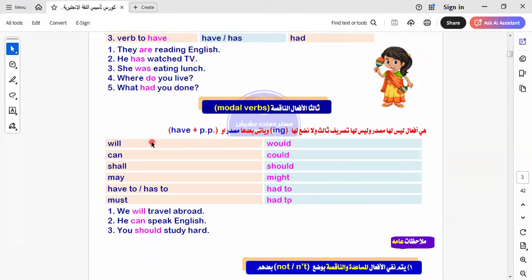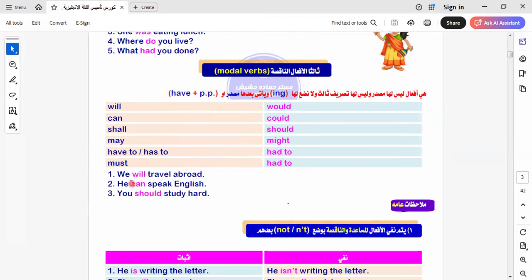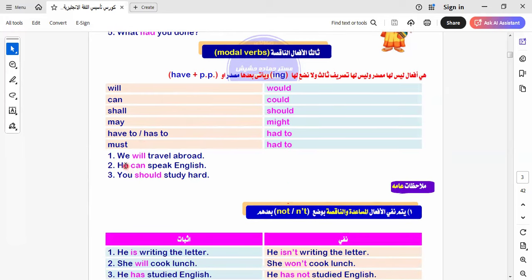Let's go to know the modal verbs. These are the modal verbs. I give you some of them: will, would, can, could, shall, should, may, might, have to, has to, had to, must. Let's learn these examples. Let's read them and learn from them.